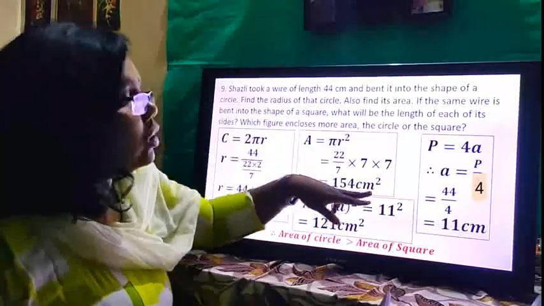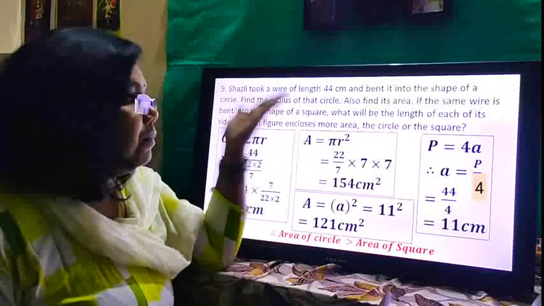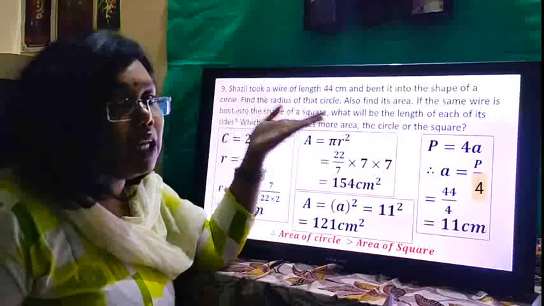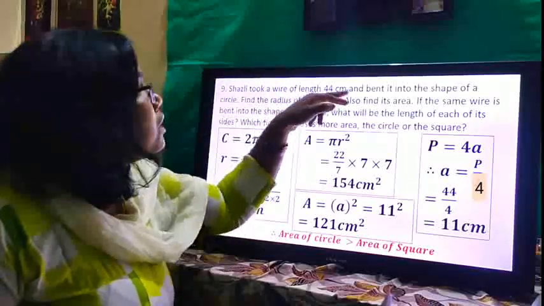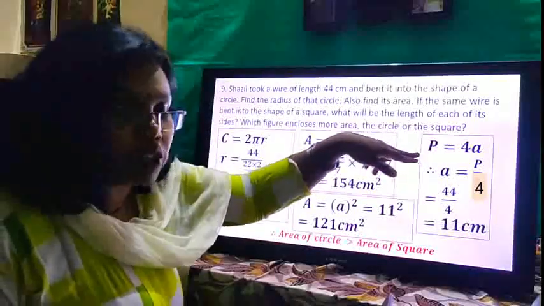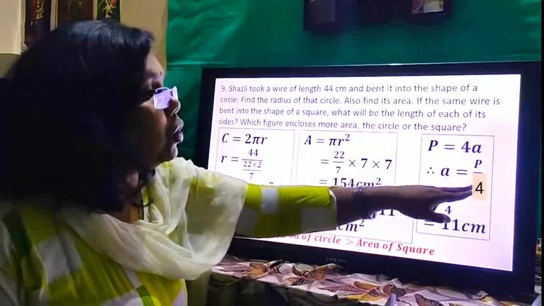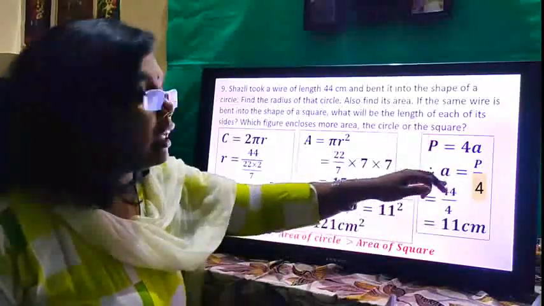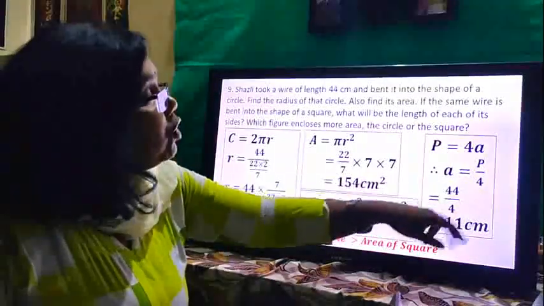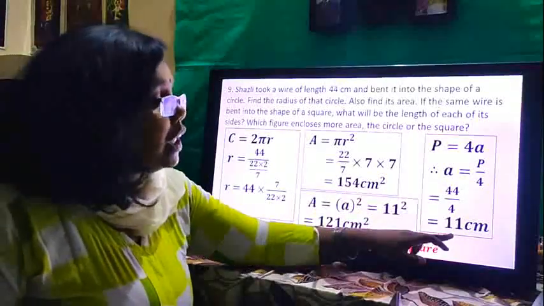Here it is area, that's why the unit is squared. Next they are telling it is bent into the shape of a square. Now here for the square the same length of wire is used. That means this 44 which acted as circumference here is also the perimeter of that square. So perimeter is equal to 4a, therefore a is equal to p upon 4. a is the measure of the side, taken as a variable. So perimeter divided by 4 gives a, the side, and 44 divided by 4, we get 11 centimeter.